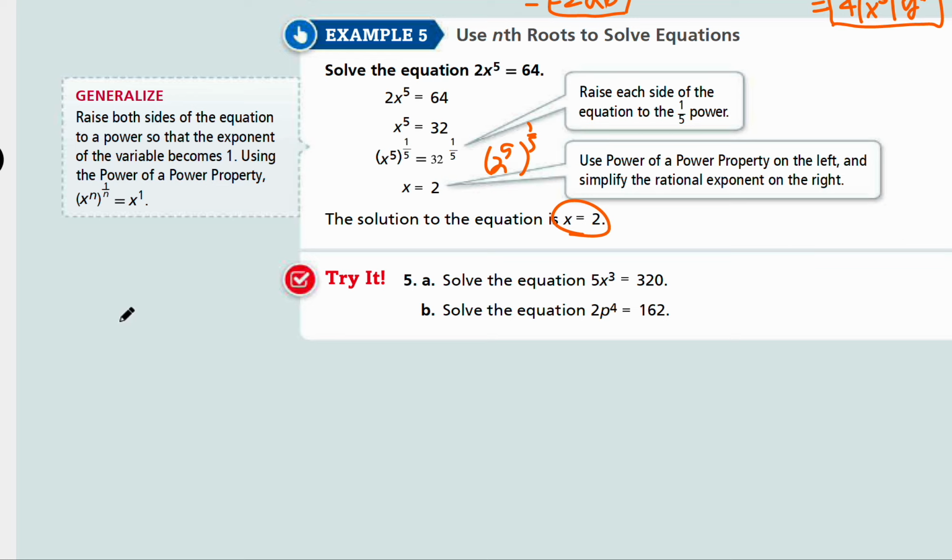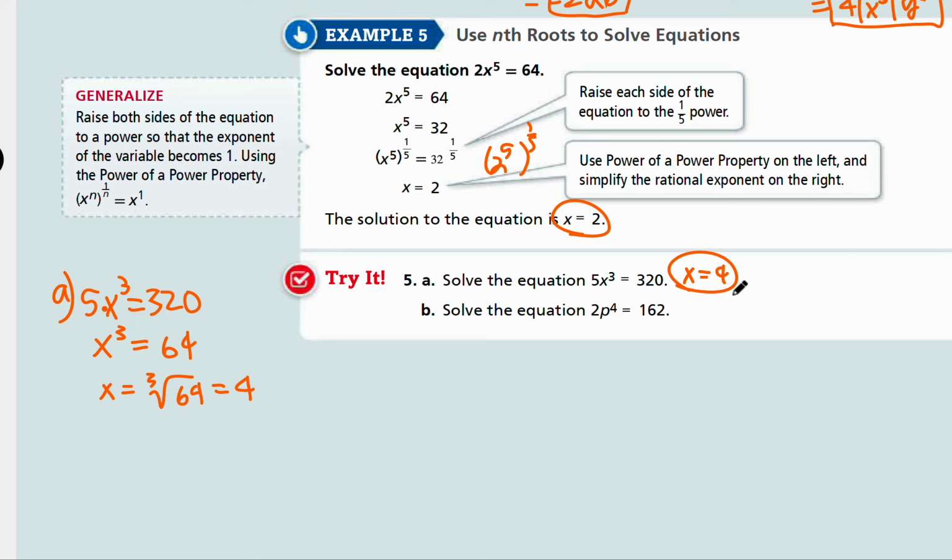Okay, are you ready? Let's look at part A. 5x cubed is equal to 320. The first step, you can divide both sides by 5. X cubed is equal to 320 divided by 5, which is 64. And then you can cube root both sides. And so x is equal to the cube root of 64, which is just 4. It has to be positive 4. So x is equal to 4.